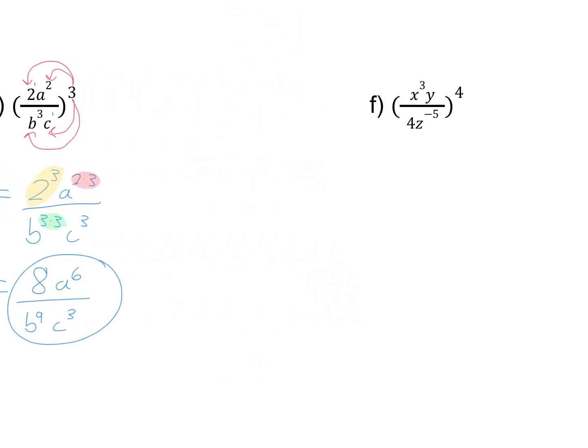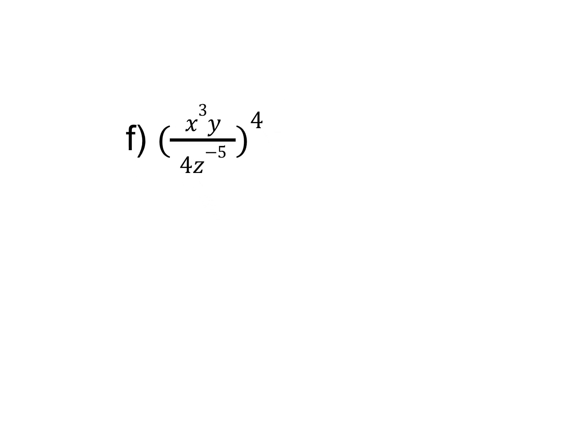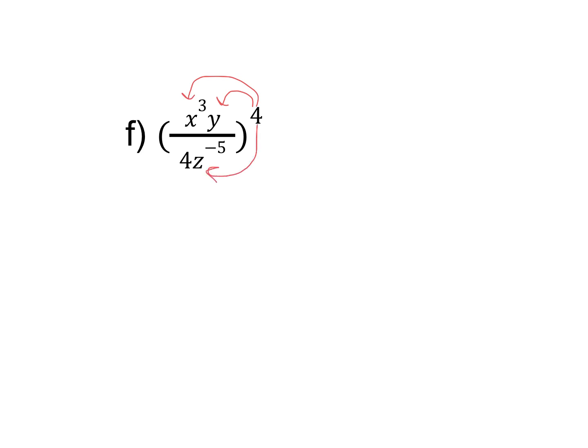All right. Take a look at example F. I want you to try this one on your own. So remember, you have this exponent of 4 that needs to get distributed to each piece inside of the parenthesis. Okay, so make sure you're distributing it to each of those. Go ahead, try this one out and see if you get the same answer as me.